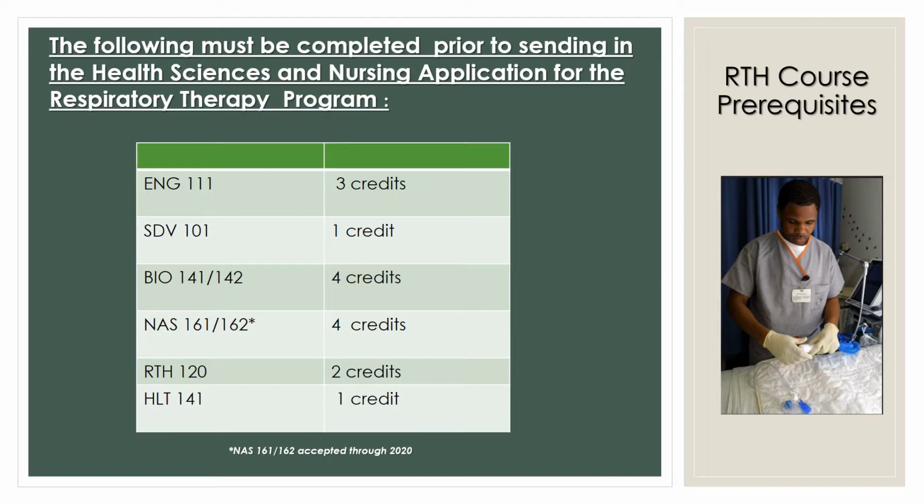A grade of at least C needs to be achieved in Bio 141 and Bio 142. A grade of B or better needs to be achieved in RTH 120. HLT 141 is a medical terminology course. NAS 161 and 162 will only be accepted through 2020.